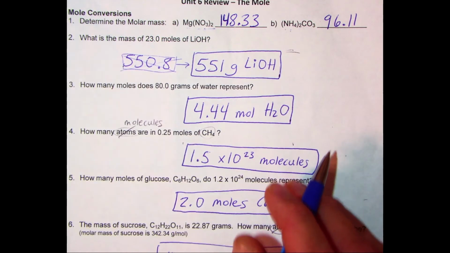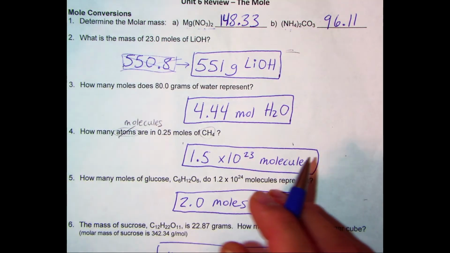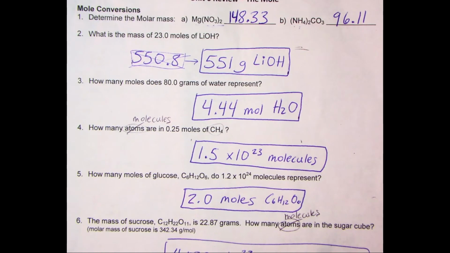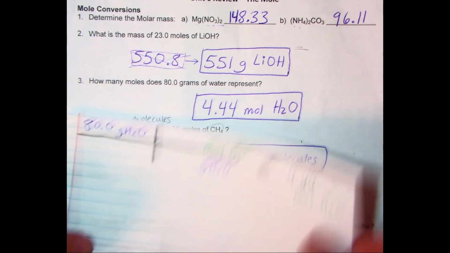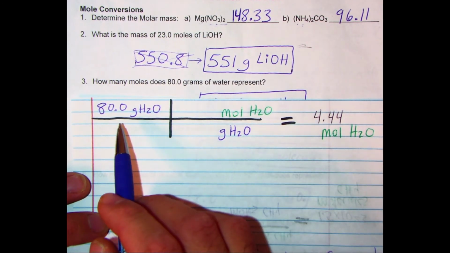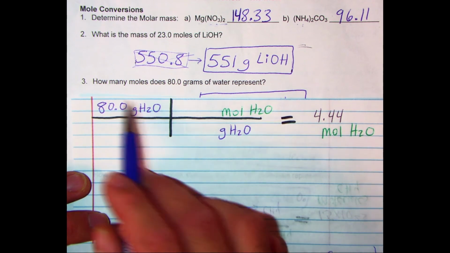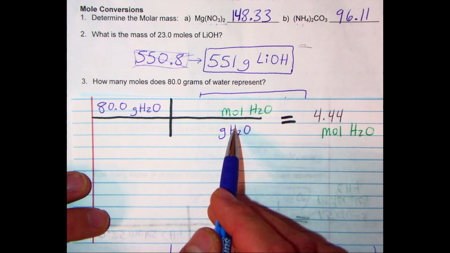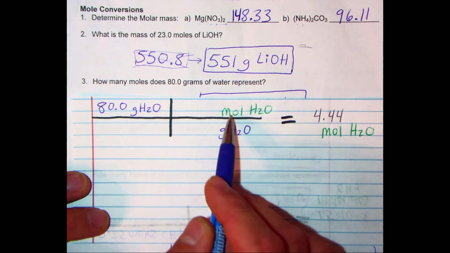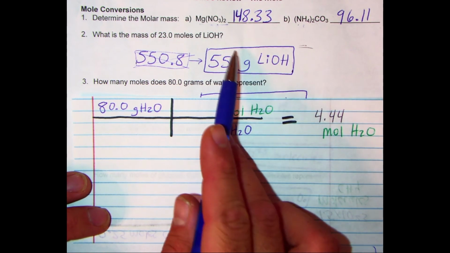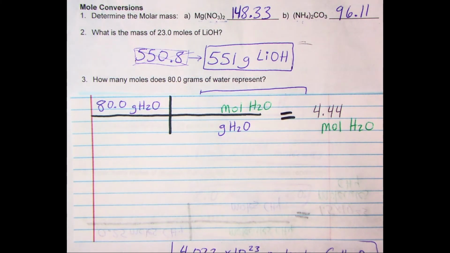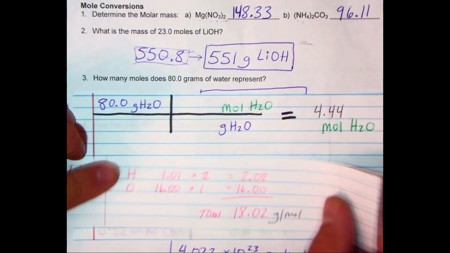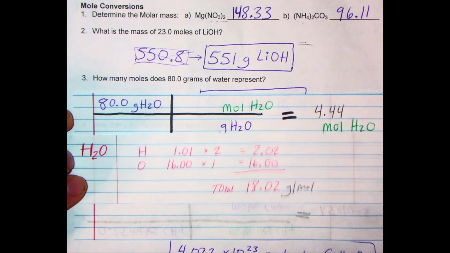Alright, question number 3. How many moles does 80 grams of water represent? Well, we're starting with 80 grams of water. We don't want grams of water, we want to know how many moles. So we need some kind of relationship telling us how many grams are in 1 mole of water. Well, again, just like we did in number 1, we could find the molar mass of water. And this is one that you want to remember because it's one you're going to use a lot.